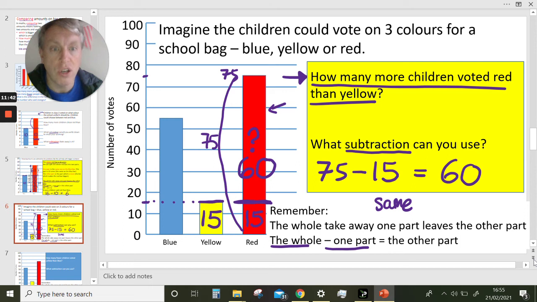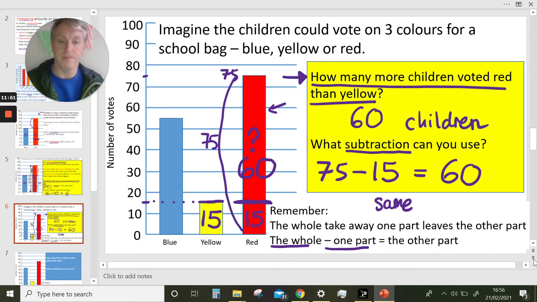How many more children voted red than yellow? Our answer is 60 children.